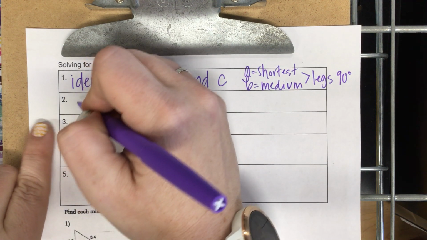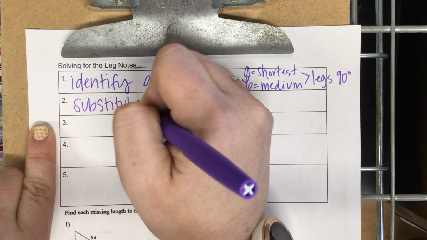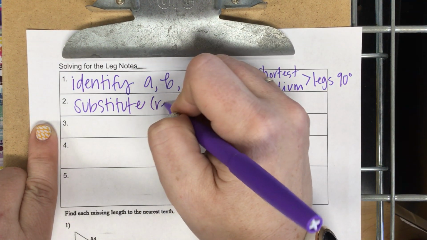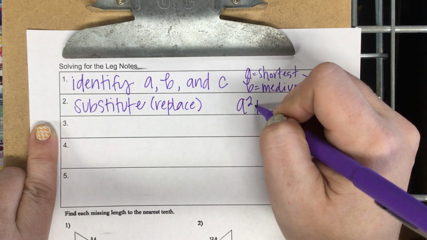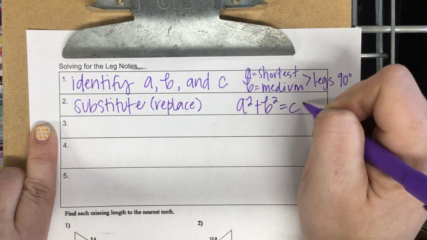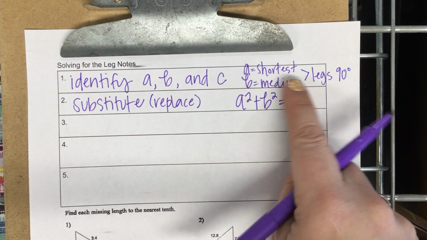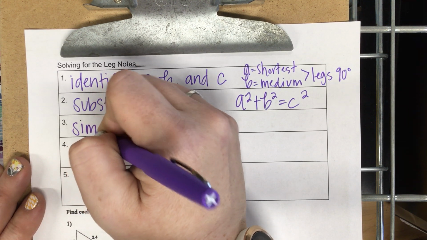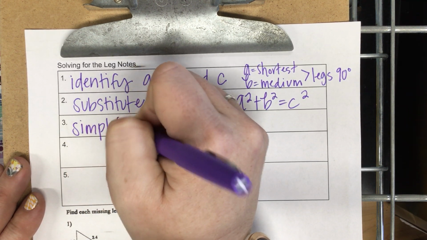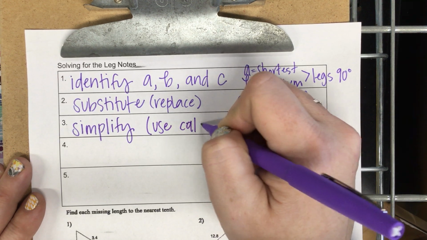After you identify, you're going to substitute, which means to replace. Instead of a squared plus b squared equals c squared, you're going to substitute your a, your b, and your c value from step 1 into step 2. You're going to simplify, which is make it easier, and we're going to use a calculator.